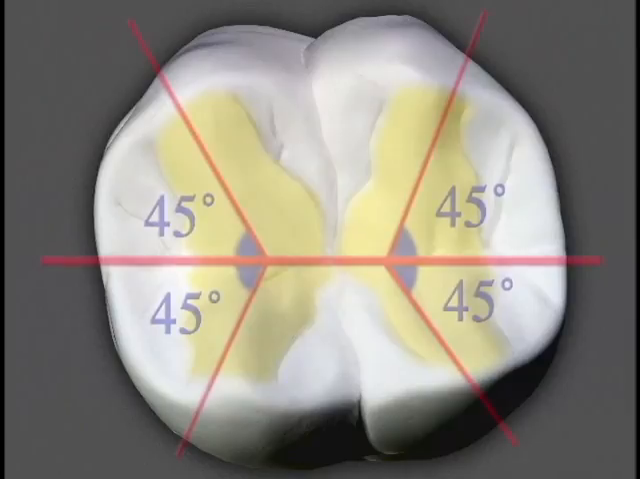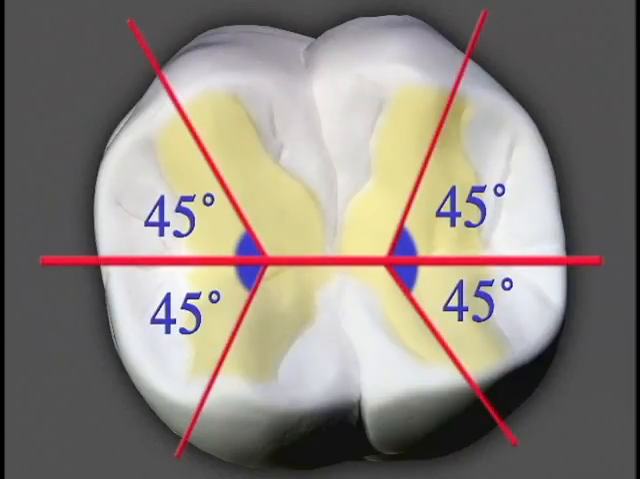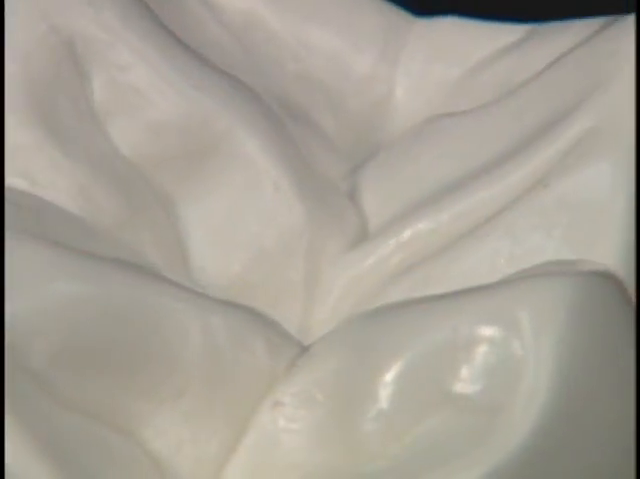Triangular ridges are natural features and should never be straight lines, and should be angled about 45 degrees in relation to the central developmental groove. Triangular ridges connect cusp tips to the developmental grooves and are given the name triangular ridges because the inclined slopes on each side of the ridge look like triangles.